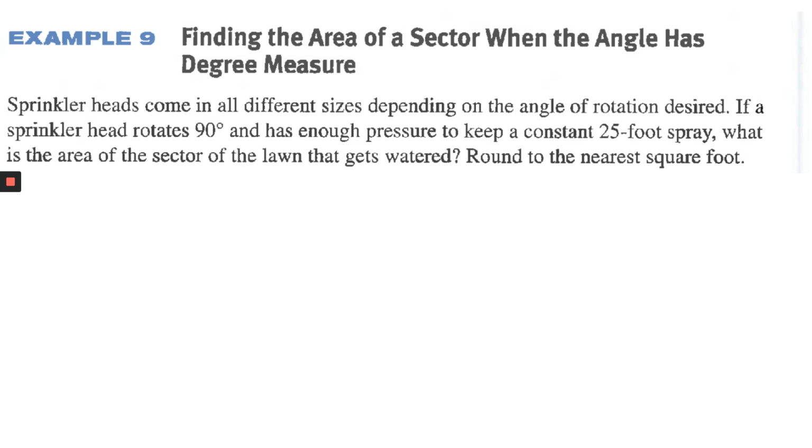Okay, let's find the area of a sector when the angle has a degree measure. So the sprinkler comes on. The sprinkler sprays in a 90-degree angle. 90 degrees, we're going to immediately times it by pi over 180. So we're going to say pi over 2 instead of 90 degrees. All right, and it has enough pressure to keep a constant 25-foot spray.